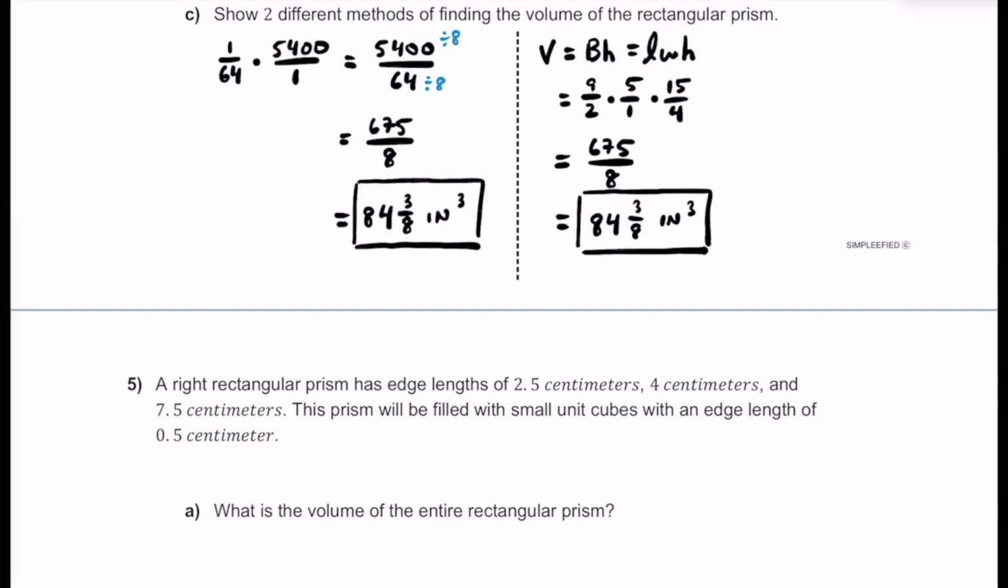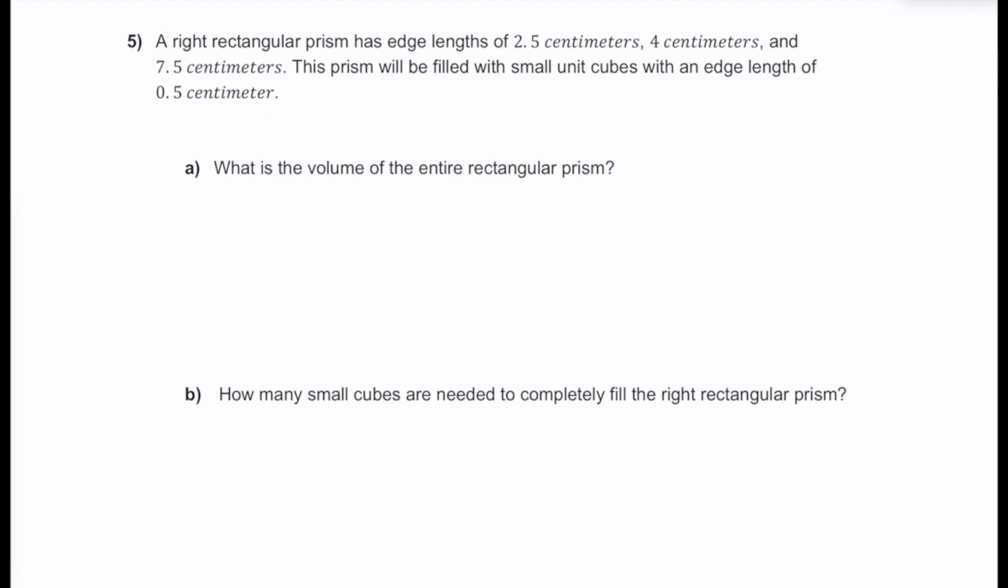All right, so that's 2 different ways to find the volume. One way is just to use the traditional formula for right rectangular prisms. The other is find the volume of one little cube, multiply by how many little cubes there are, and that will tell you, after you simplify, the total volume of that prism. All right, cool. Let's try one more problem here.